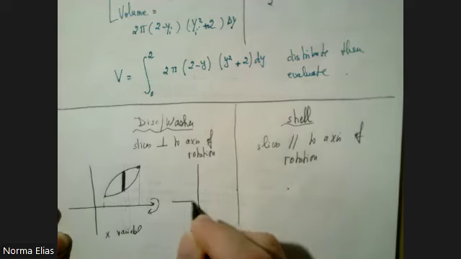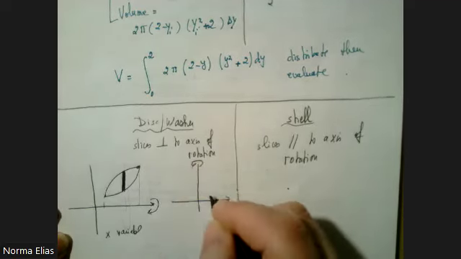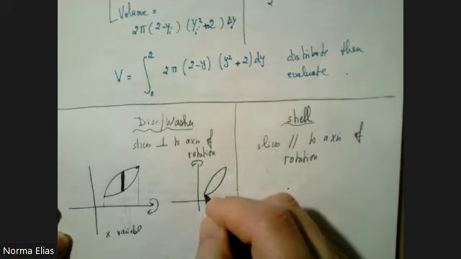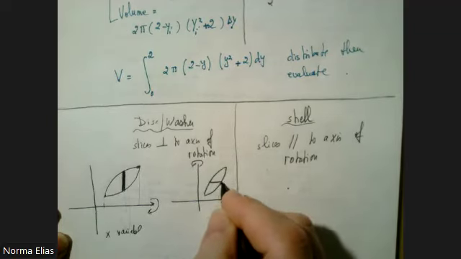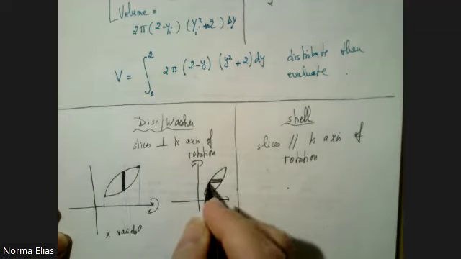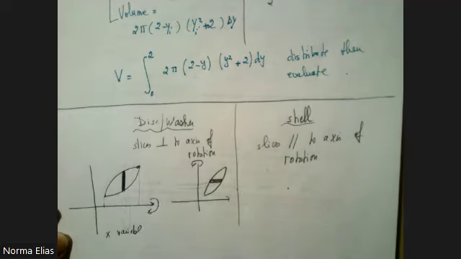If I rotate about the y-axis, this is the same region, the slices are perpendicular, these are my slices. And when I rotate this, I'm definitely getting a washer. And here, y is the variable.